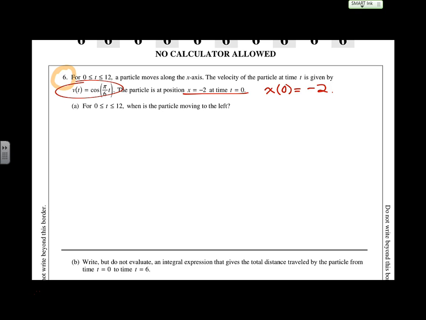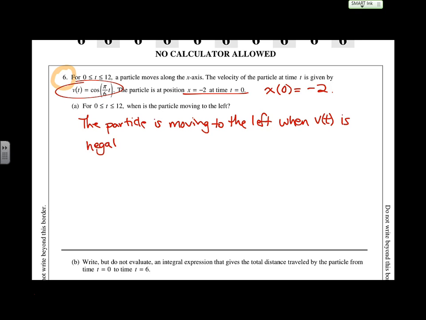When is the particle moving to the left? Second card knowledge. What do we know if the particle is moving to the left? What's negative? Velocity. So the particle, if I'm not using my favorite card knowledge, is moving to the left when v of t is negative.